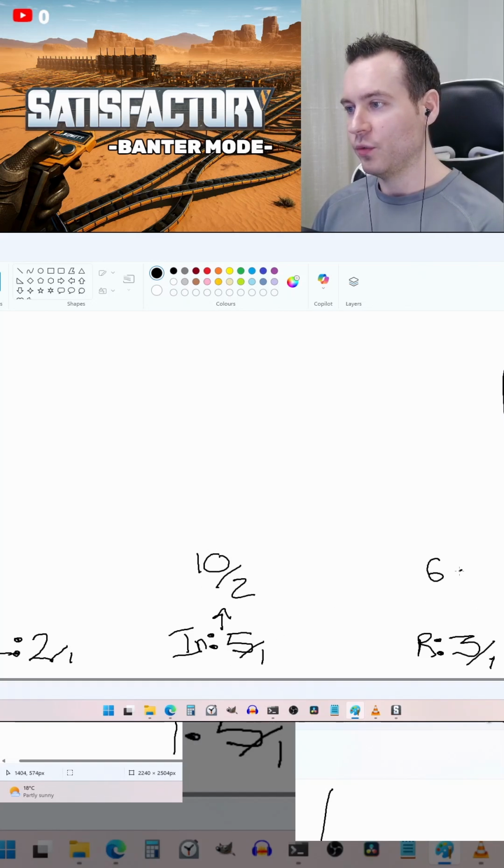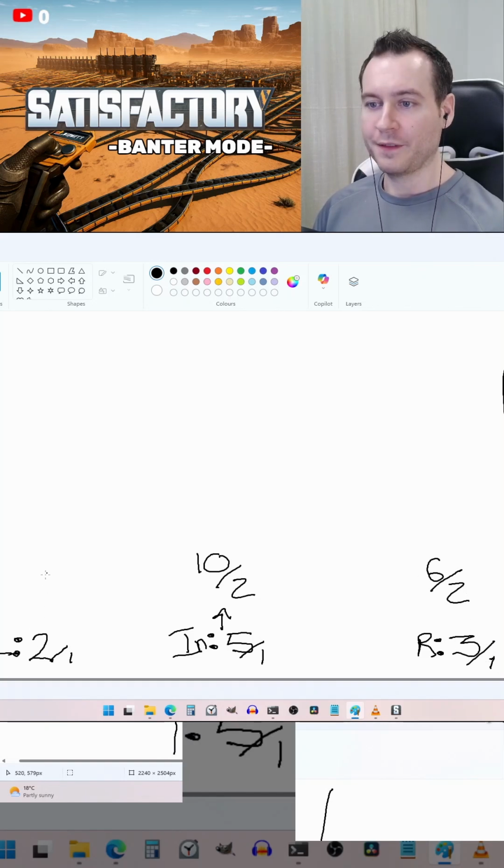The new right will be 6/2. 3 times 2 is 6. 2 times 1 is 2. The new left will be 4/2. 2 times 2 is 4. 2 times 1 is 2.